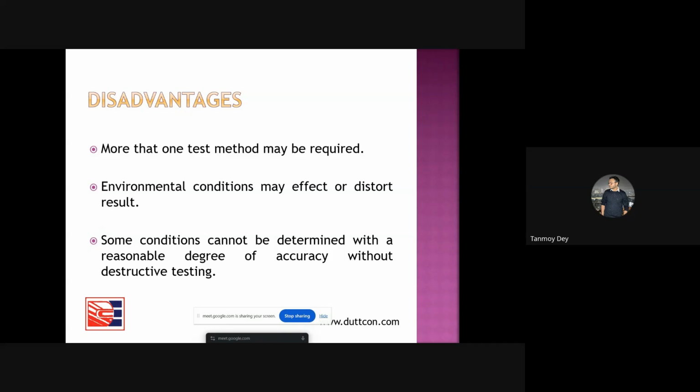Say a damp surface may give us a different result than a dry surface. An undulating surface will give another, different result. If the temperature is high, it also may give wrong information. So we have to have some standard environmental condition. Some conditions cannot be determined with a reasonable degree of accuracy without destructive testing.